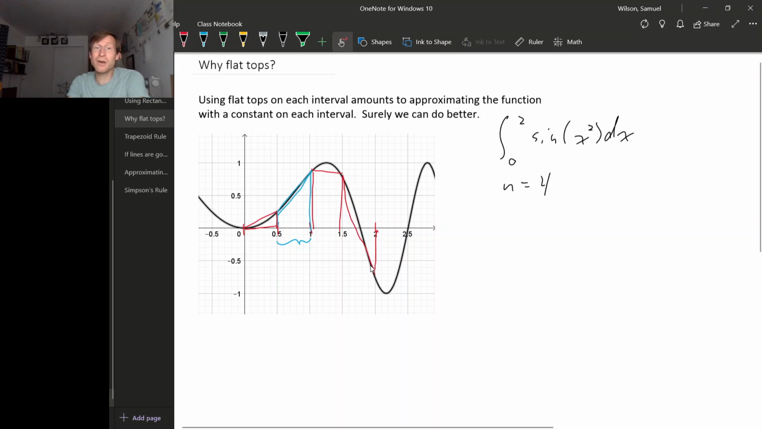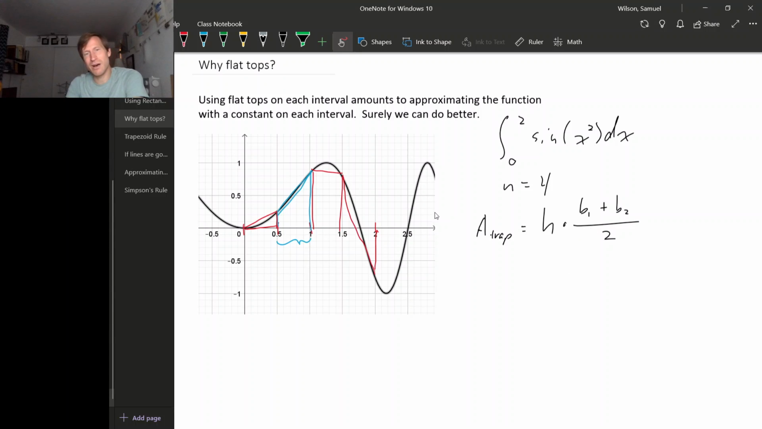So all we need to do is come up with a formula for the area of one of these trapezoids. And remember, the area of a trapezoid is the height times the average of its two bases. So I'll call those B1 and B2. And here our trapezoids are kind of on their sides, so maybe I should write it this way: width times the average of its two heights. That would be a better way to write it. So that's the area of a trapezoid.